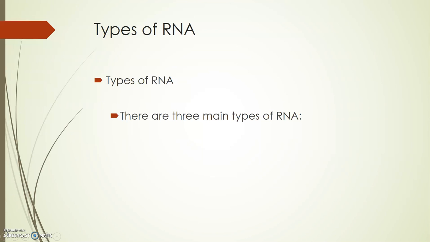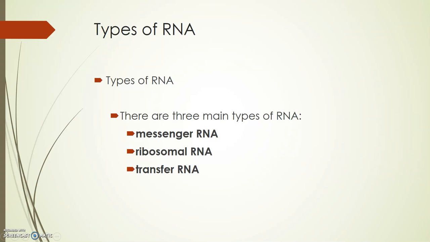Let's take a look at the actors involved in the production of proteins. There are three main types of RNA, and we will look at what each one does and what they look like. The three main types are messenger RNA, ribosomal RNA, and transfer RNA.